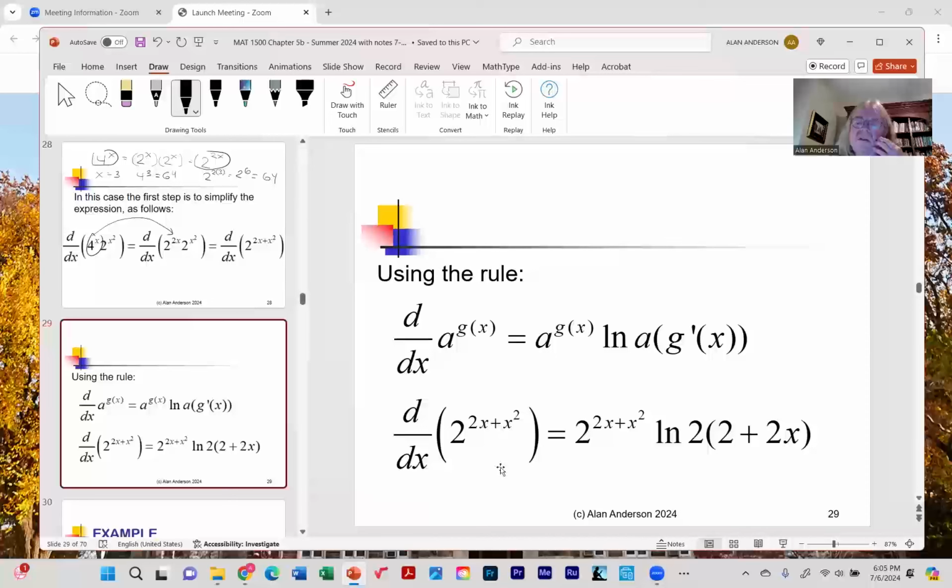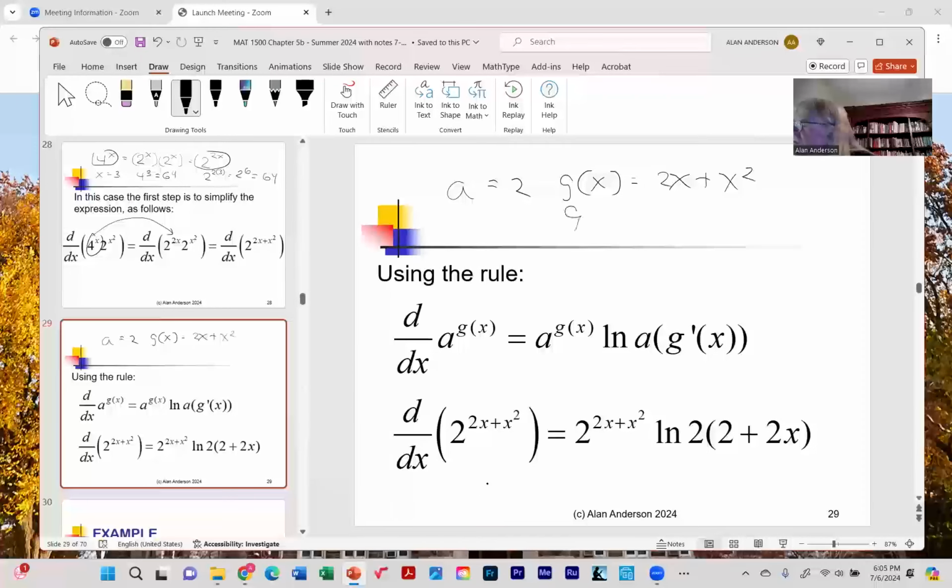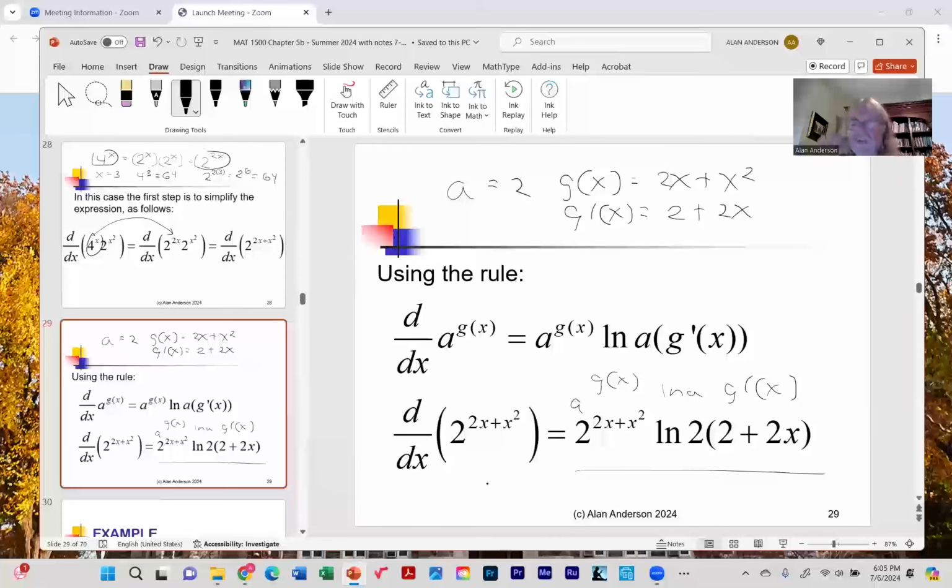So here it is. And so in this case, a is 2. And g of x is 2x plus x squared, which means that based on the power rule, g prime of x is 2 plus 2x. So here we have a to the g of x, log a, and g prime of x. And that's our answer. It might be possible to simplify it a little, but if not, we can just leave it like this.